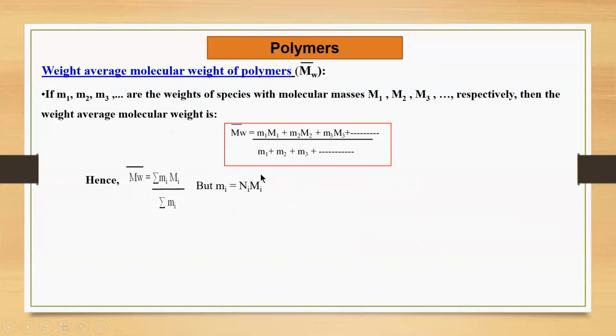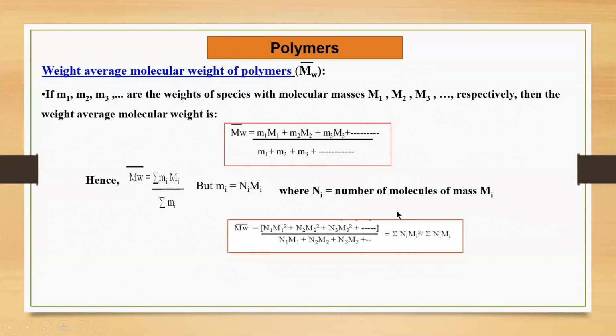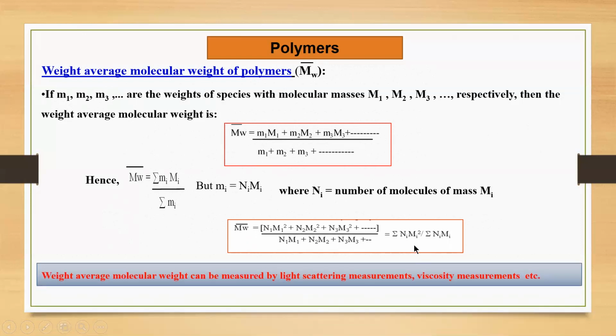But as we have seen in the previous slides, wi is equal to the number of molecules of that type into molar mass, where Ni represents the number of molecules of mass Mi. So finally, we conclude with the formula: Mw bar is equal to N1 M1 square, because we have put this w1 as N1 into M1 and this w2 as N2 into M2. Finally, what do we get? N1 M1 square plus N2 M2 square plus N3 M3 square and so on, divided by N1 M1 plus N2 M2 plus N3 M3 and so on. So this is what we call the weight average molecular weight of polymers. This weight average molecular weight can be measured by light scattering experiments, viscosity measurements, etc.